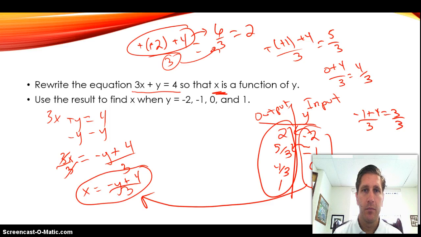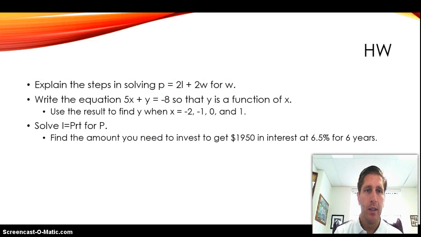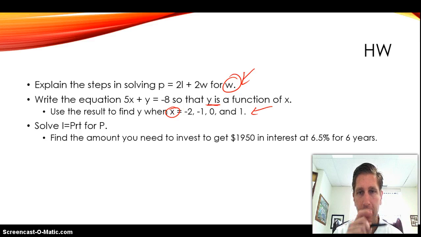All right, so here's your homework. Explain the steps to solving P equals 2L plus 2W. Show your work and explain it in sentences how you would get W alone. Write the equation 5x plus y equals negative 8 so that y is a function of x, and then here is your input for your x's. And then solve I equals PRT for P. Find the amount you need to invest to get $1,950 in interest at 6.5% for 6 years.